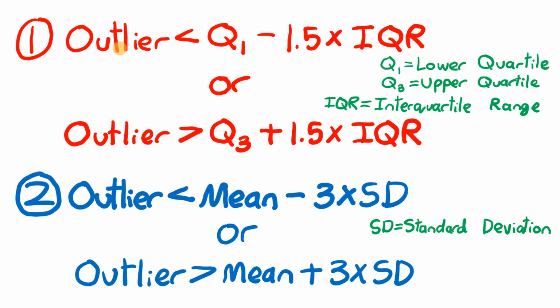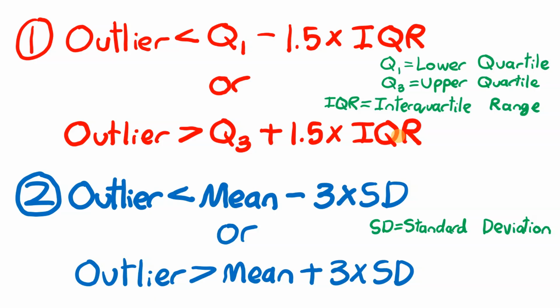So an outlier is defined as any data point that is less than Q1, where Q1 is the lower quartile, minus 1.5 times the interquartile range, or an outlier is any data point that is bigger than Q3, which is the upper quartile, plus 1.5 times the interquartile range. We'll go for an example question in a moment that uses this method.